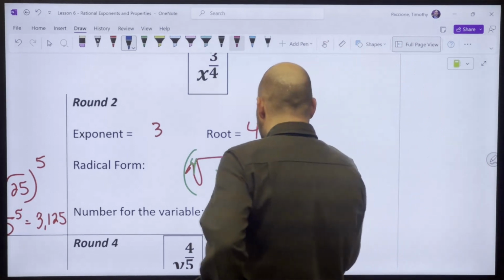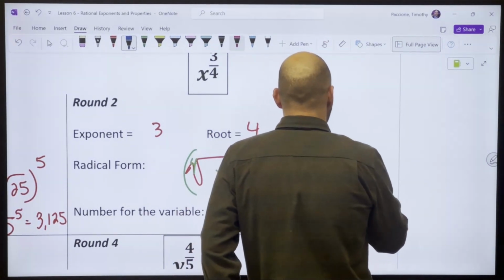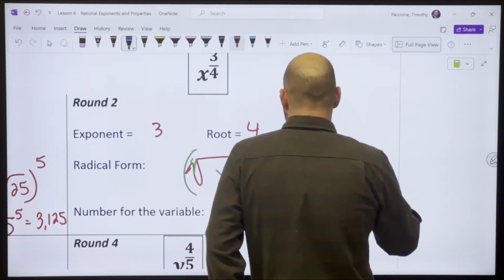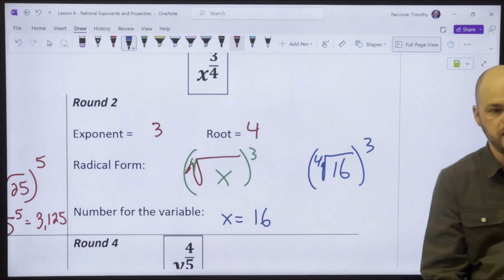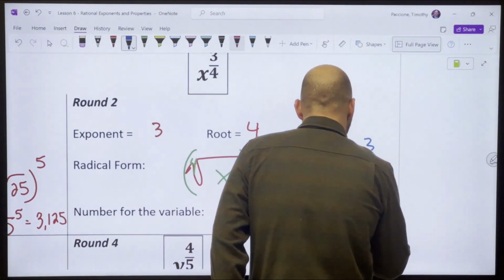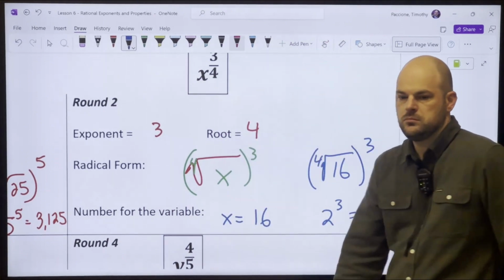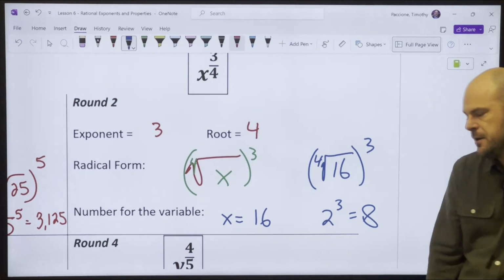16, okay. So 16, so let's see if that works. The 4th root of 16 to the 3rd. What is the 4th root of 16? 2, right? Because 2 times 2 times 2 times 2 is 16. So that's 2 to the 3rd, which is 8. So that worked. That got us a nice clean number. Make sense how we're doing this? Okay. All right.